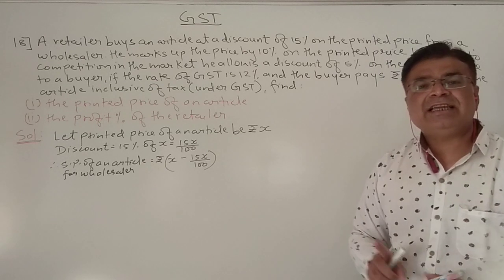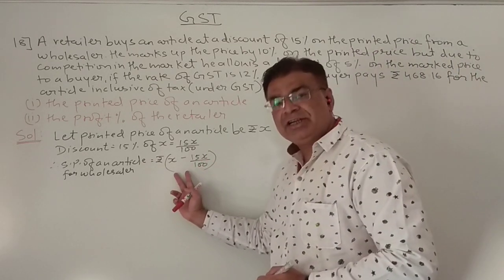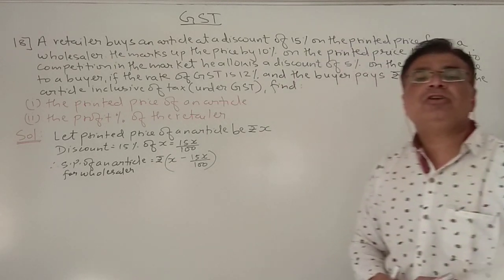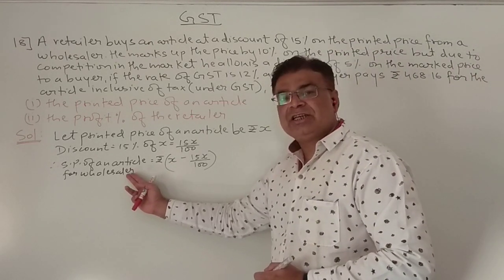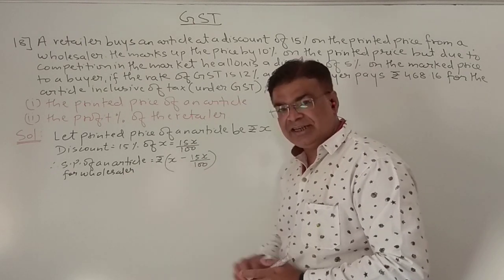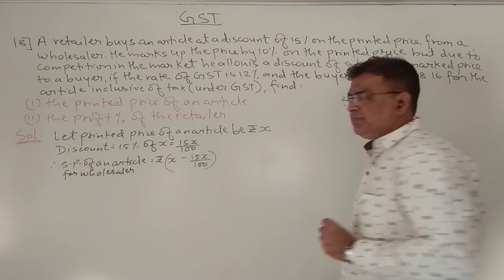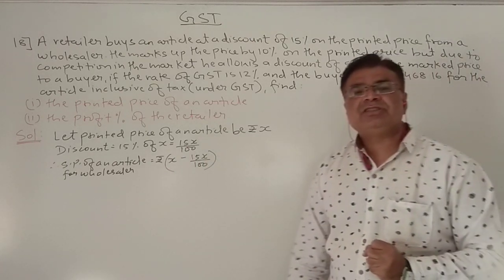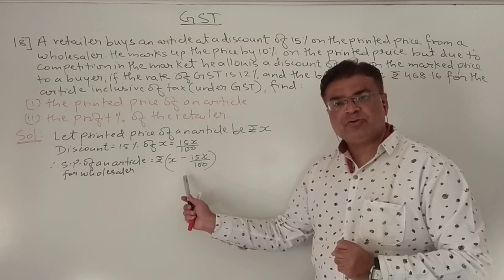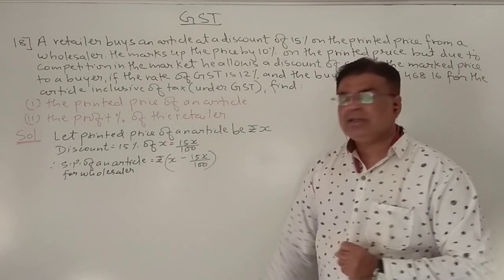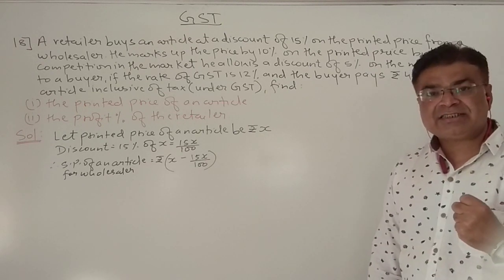So the wholesaler is selling the article to whom? To the retailer. So this will be the selling price for the wholesaler and this will be the cost price for the retailer. So the retailer is purchasing the article at this price from the wholesaler. And now again, while purchasing he is giving a tax.